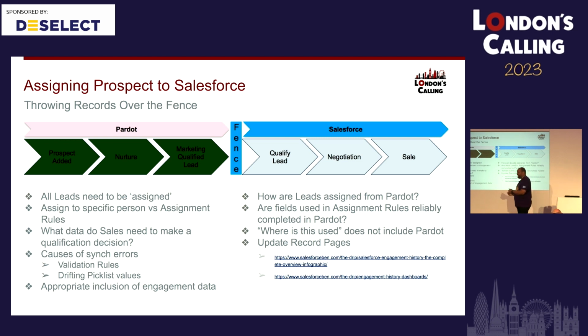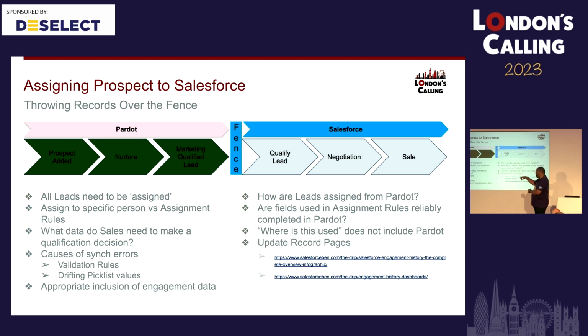But why doesn't it like it, Nathaniel? Well, maybe there are validation rules that have been added that ask for data that Pardot just doesn't have. Maybe, and this is very common, which is why I keep going on about where it is used. You know that handy little button in Salesforce that says, where is this used? It doesn't tell you where it's used in Pardot. It only tells you where it's used in Salesforce. It doesn't tell you about the integrations.